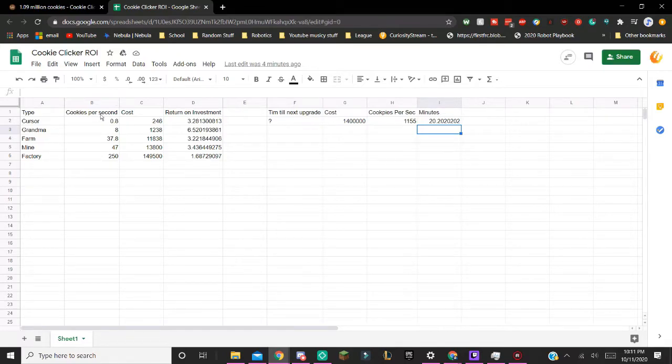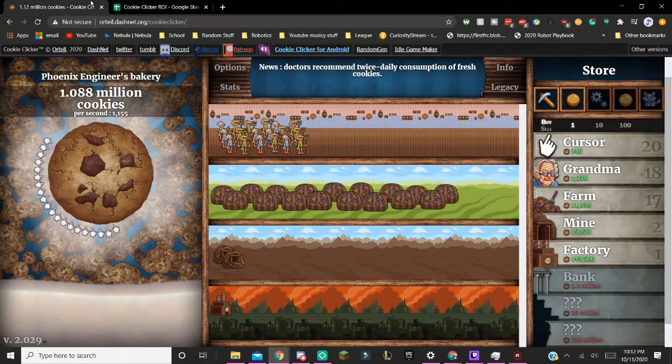So I give it a little bit of information. I tell it the cookies per second and how much each item costs, and then I calculate the return on investment by dividing the cookies per second by the cost and multiplying it by 1,000. The reason for that is so it's easier for a human to read. It doesn't have to be done like that, but since they're all multiplied by the same value, it has no effect. You don't have to do this, but I do find it slightly easier.